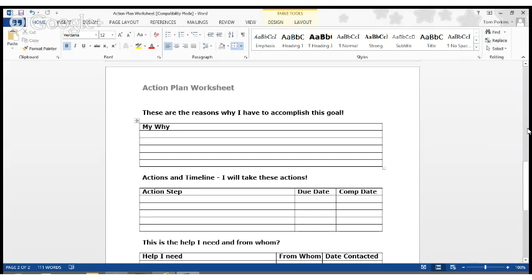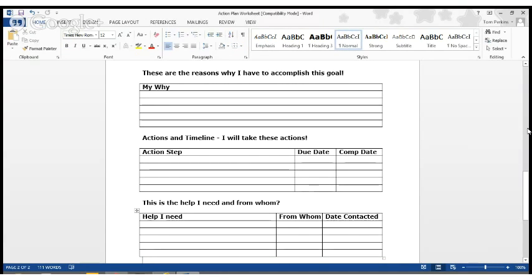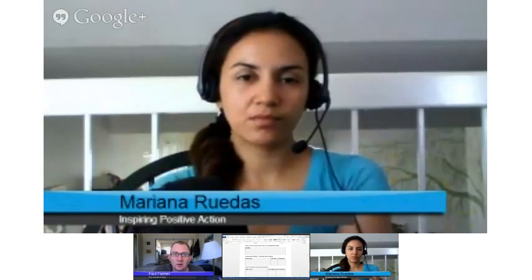The next section would be the action steps. You break every step down. There could be 100 steps, you never know. There could be 20 steps. It depends on how deep you want to go with your goal. And then the last part is, this is the help I need, and from whom. You write down what help you need, the person's name, and the date that you contacted them. You like that? Okay, yeah.